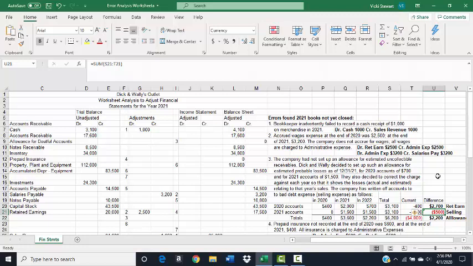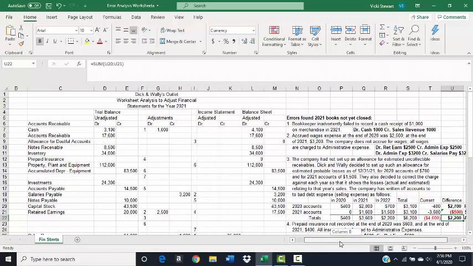Now there's still one part of the entry that we need to make, and that is we need to set up that allowance account for the amounts that we estimate will be written off in 2022, which is $2,200. So if you look now at our entry, you will see that we will be debiting retained earnings for $2,700, crediting selling expense for $500, and crediting the allowance account for $2,200.